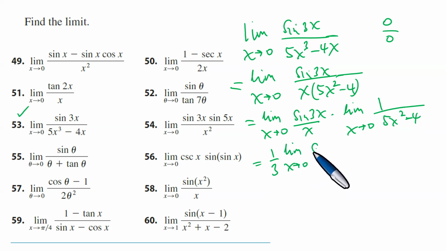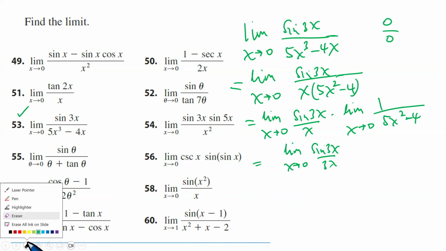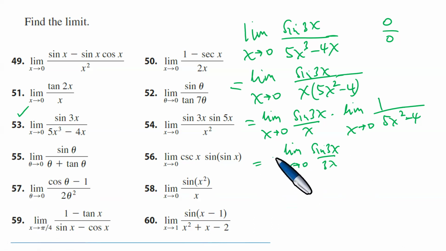As x approaches 0 of sine of 3x out of 3x, okay, let's put a 3 here. So there's a 3 at the top here. Because there's a 3 at the top, this 3 cancels the bottom one. And we have the limit as x approaches 0 of 1 divided by 5x squared minus 4.